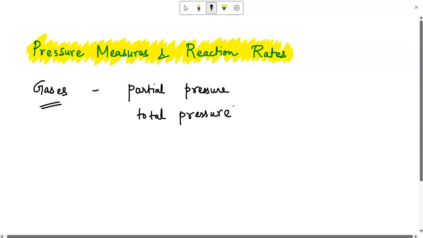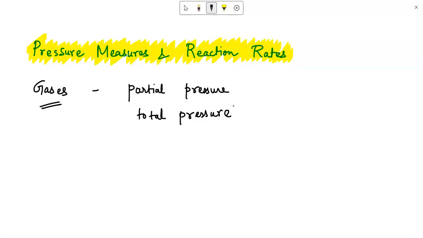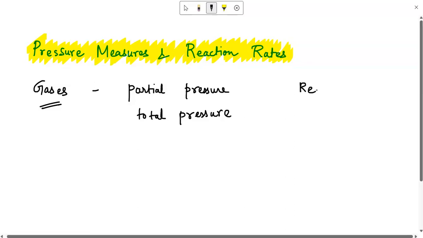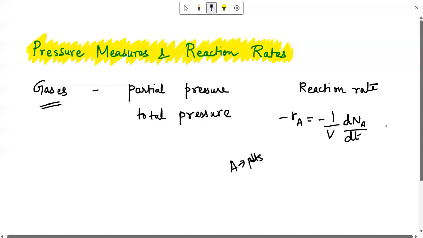Generally, when we want to describe the reaction rate, let me just reiterate this part for easier understanding. What do we do? We write the rate of reaction. Let's say I'm considering A gives some products. So the rate of reaction becomes minus rA equals minus 1 by V dNA by dt. Now this you will write as a product of the rate constant with the concentration dependent terms.